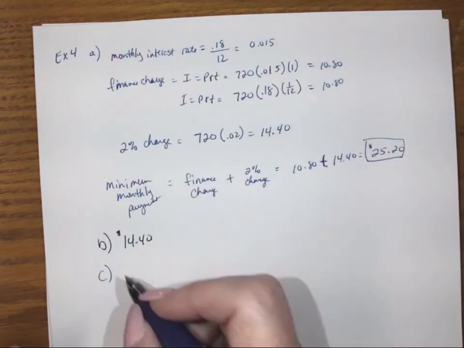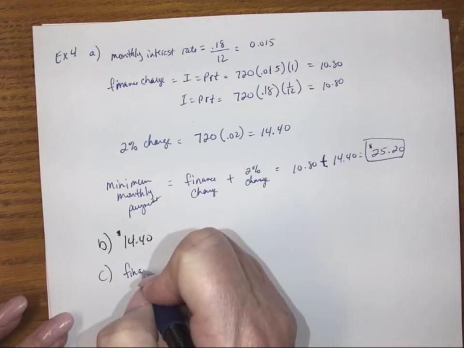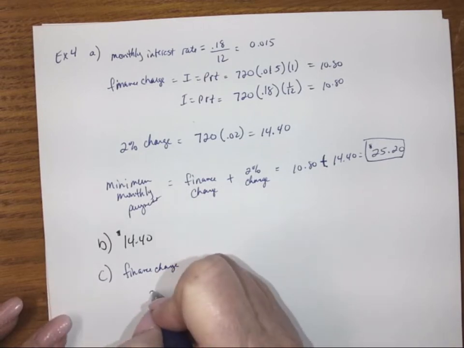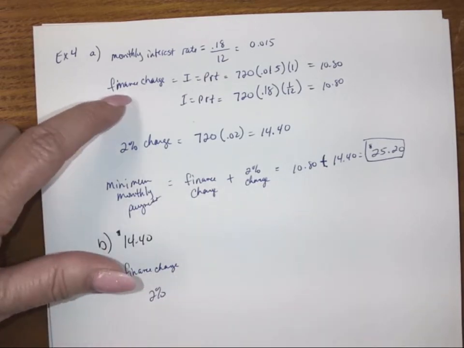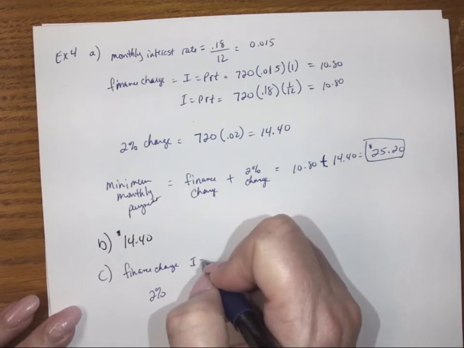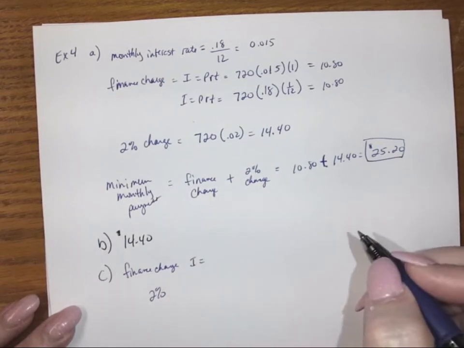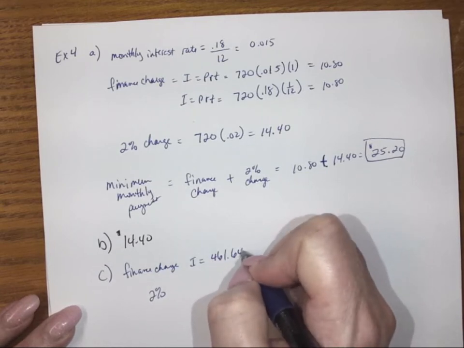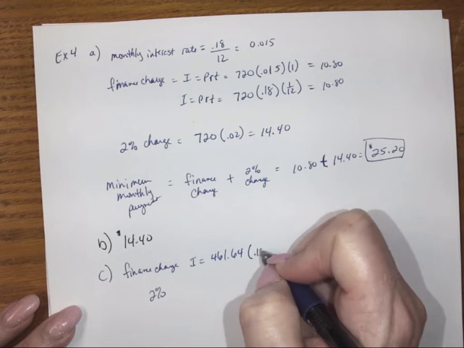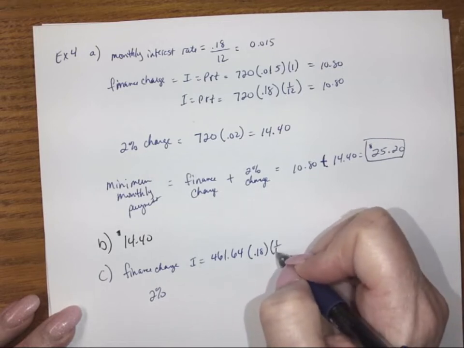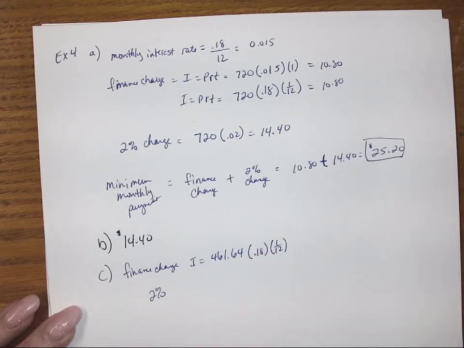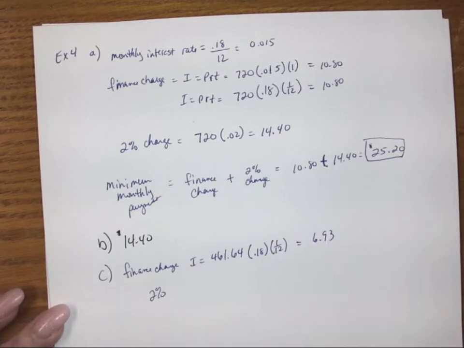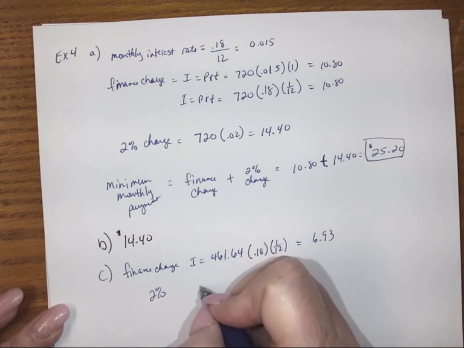So we need to know for Part C, we've got to know the finance charge. And then we still need to know the 2%. So remember, same way we did it earlier. So we can say that I is equal to our new balance this time, $461.64 times the interest rate times the 1/12, because that's still for the monthly rate. And that is going to get us $6.93.